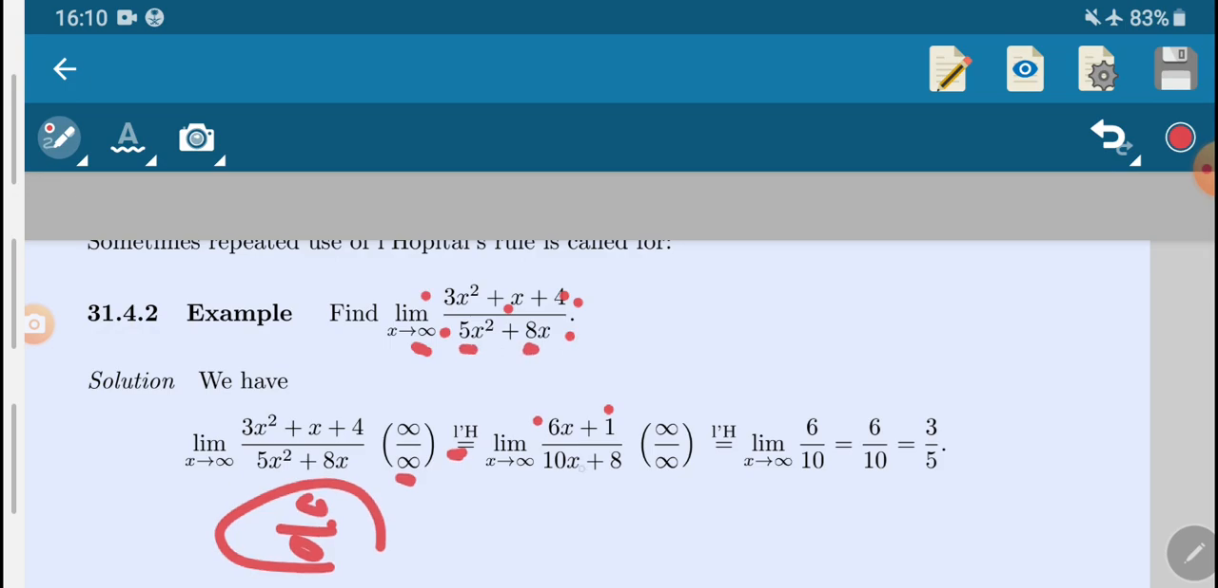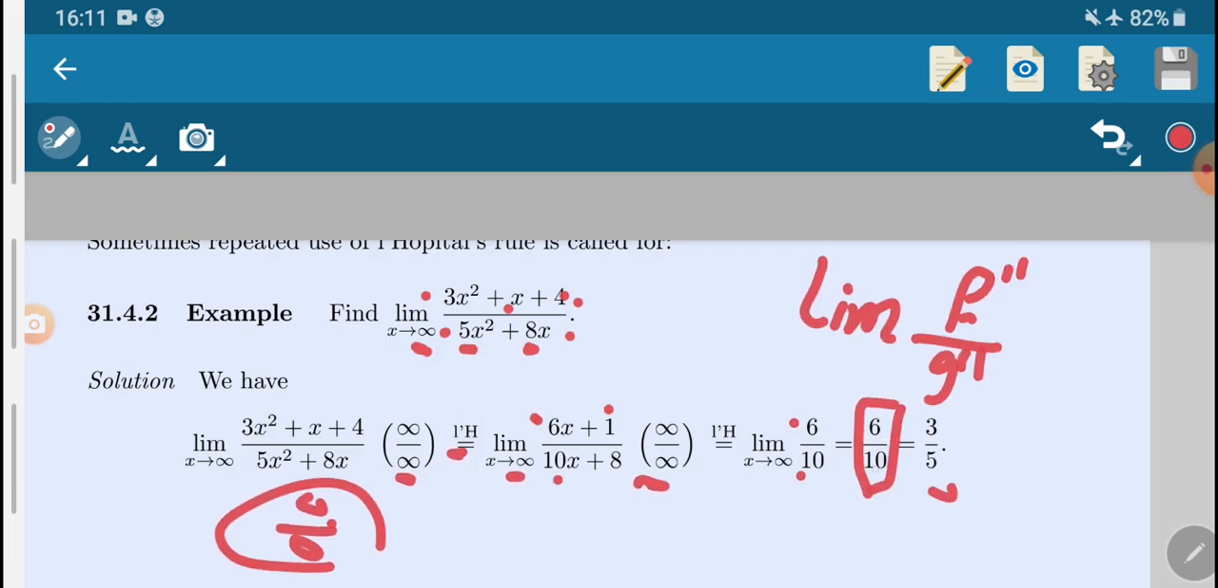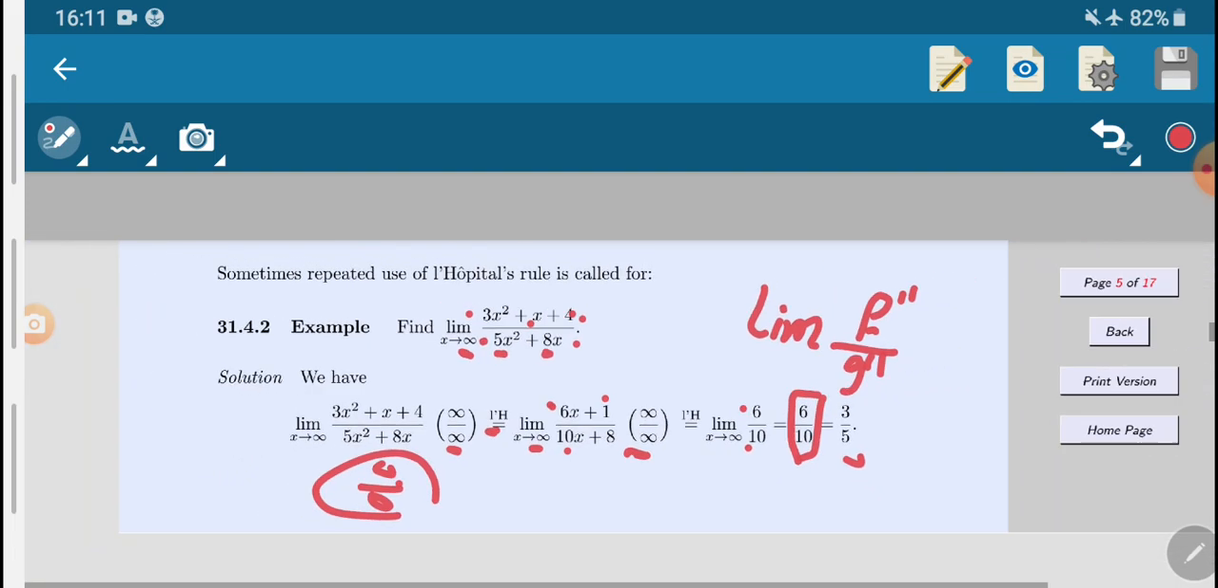10x plus 8 plus 0. Oh my gosh, if we replace x by positive infinity, the result will be infinity over infinity. Yes, we can determine the limit of f double dash up and g double dash down. So do the derivative once more. The derivative of 6x is 6, the derivative of 10x is 10, so the final answer will be 6 over 10, or 3 over 5.